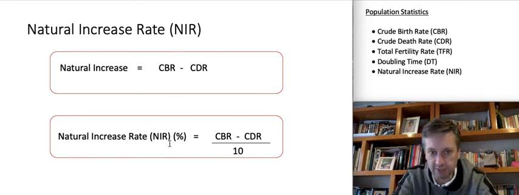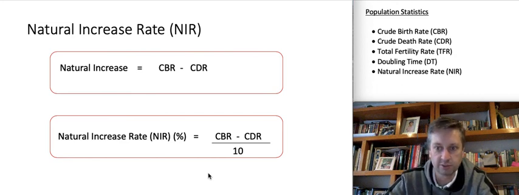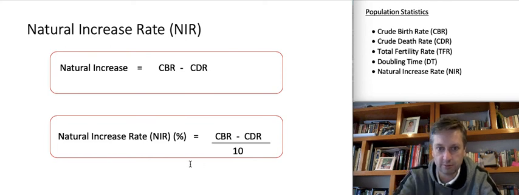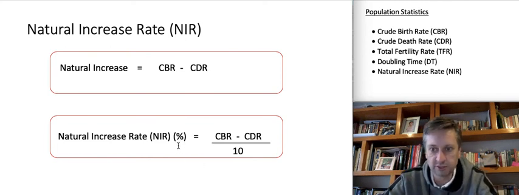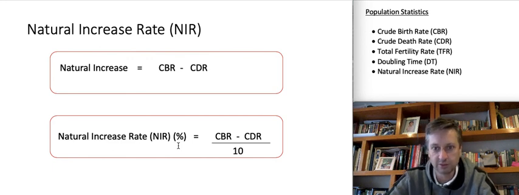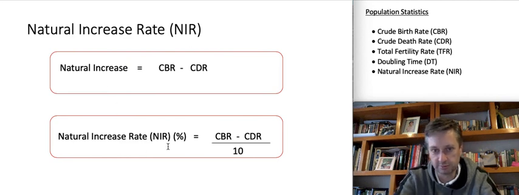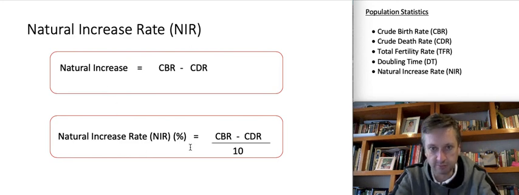However, natural increase rate is always defined as a percentage. This might be a bit confusing. So the natural increase rate is natural increase divided by 10. The reason why the number 10 is included there is because it's defined as a percentage. You need to convert from every 1,000 people into every 100 people. So therefore you're dividing by 10 to achieve that. So again, you might want to pause it there, make sure you've written that down, and make sure please you understand the difference between natural increase and natural increase rate. Just remember it's in terms of percentage here.